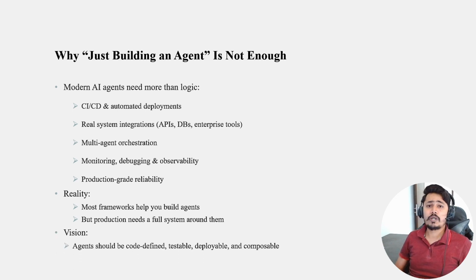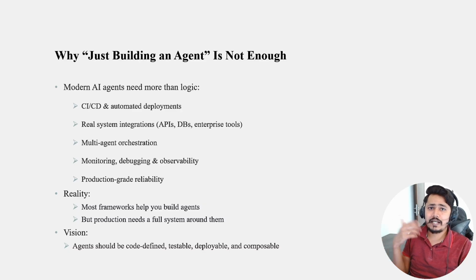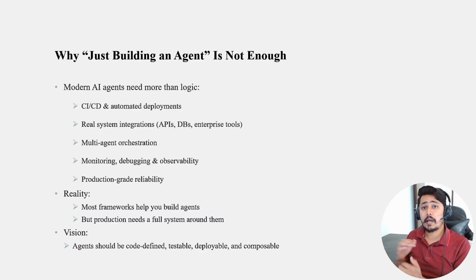The AI agent should be code defined, testable, deployable, and composable. Very strong line, guys. The agent should be code defined, meaning you should be able to create your agents through code. You can create the agents through UI, that is fine, but at the end what matters is, whenever you want to automate the workflow, you need to write a lot of code, and that is where your agent should be defined through code. You should be able to manage the agent configuration through code. You should be able to connect the different tools through code.